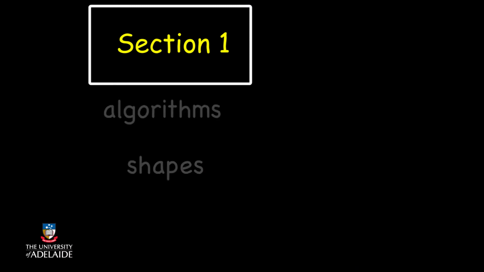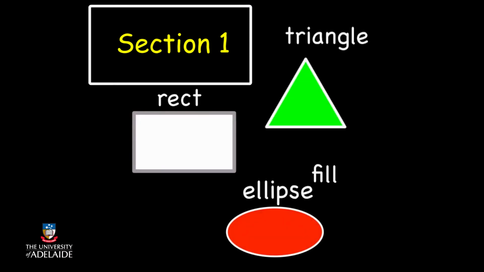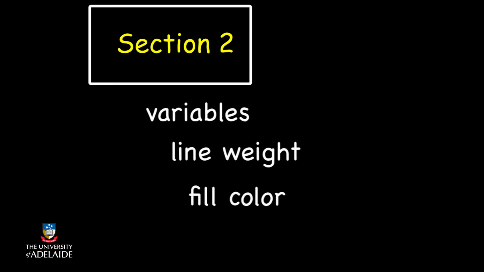In our first section, we covered quite a lot. What programming languages look like, what programming looks like in processing, and the idea of the algorithm. And we saw how we can draw various shapes using functions provided in the processing language. In our second section, we introduced variables and saw how they could make our life much easier.